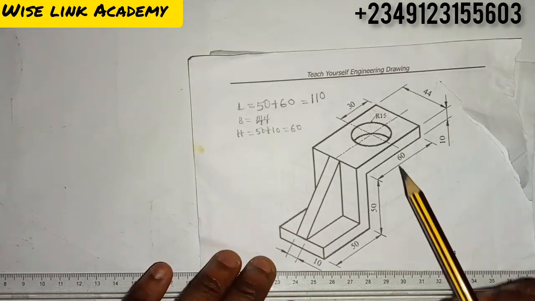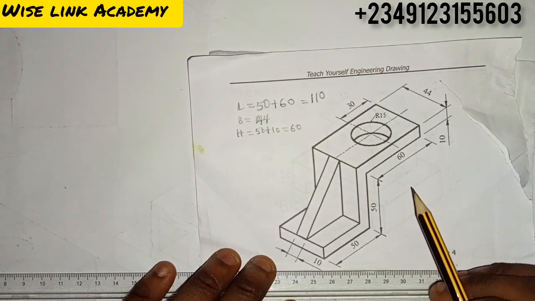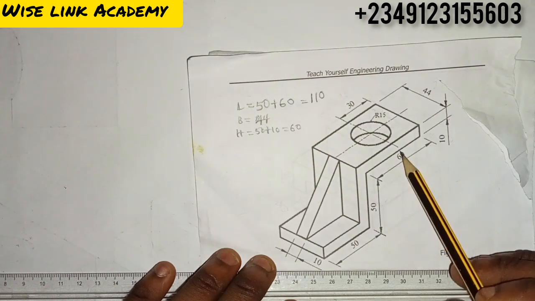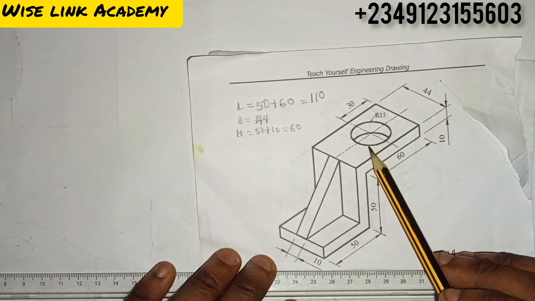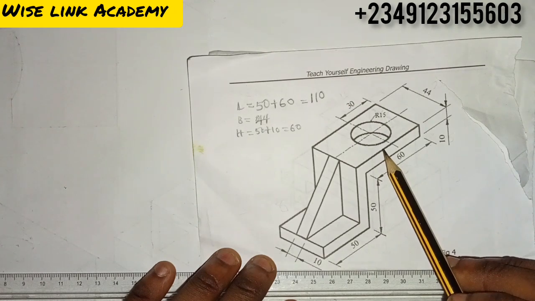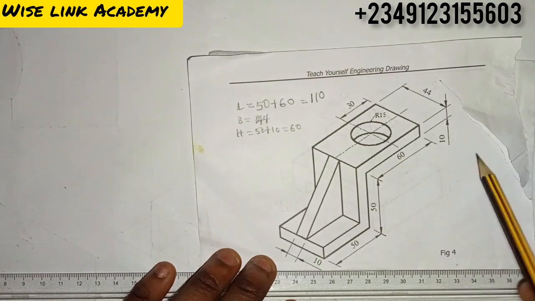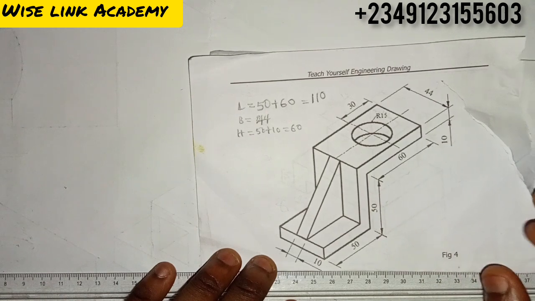Today, we want to draw this isometric drawing, as you can see on the front of the screen. For every isometric drawing, the first thing to do is what? Draw our horizontal line and incline 30 degrees to the left and the right. Okay, so let's do that.